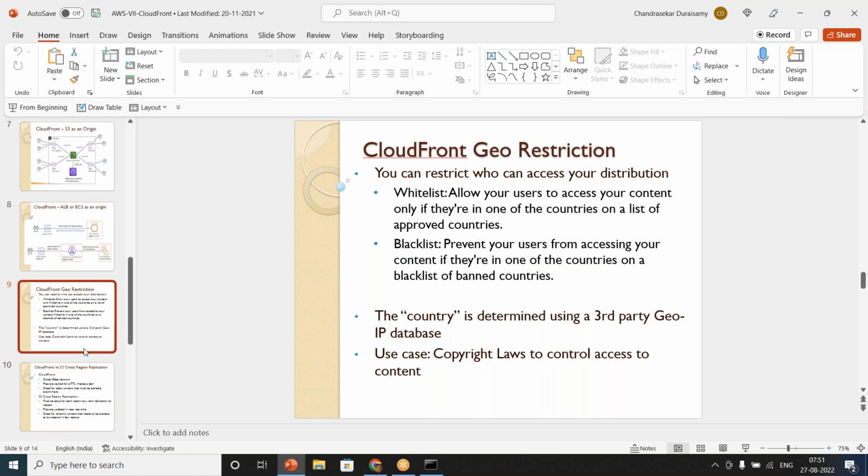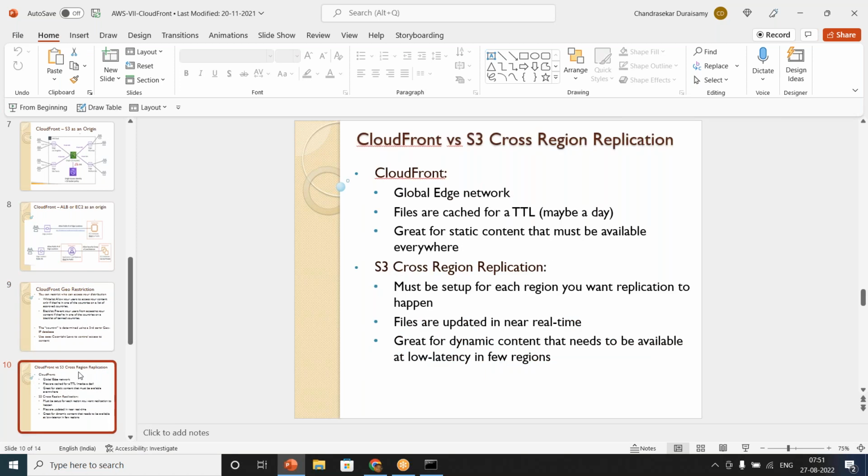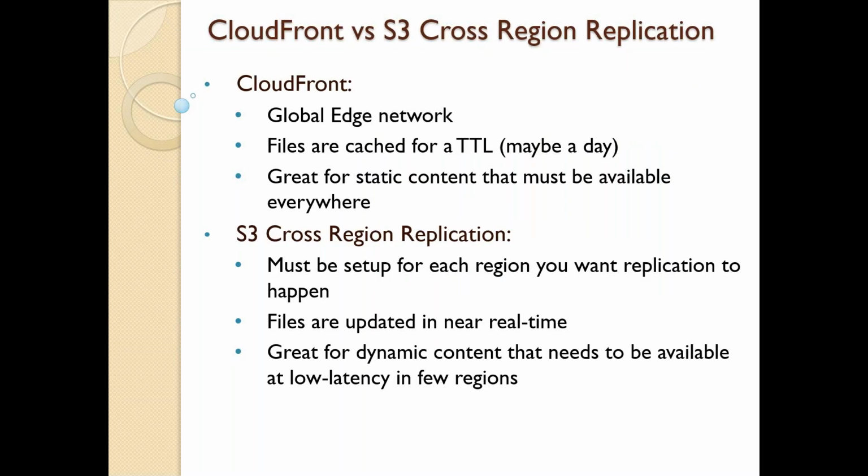Now, you remember we talked about S3 cross region replication. Both look kind of similar, right? I can create a bucket in Northern Virginia, I can create a bucket in Mumbai and set up cross region replication. Whenever I put some documents there, I'll be able to see them. But there is a problem, right? CloudFront uses the global edge network and the files are cached for a day or so. It's very good for static content. Whereas with cross region replication, you have to set up the bucket in each and every region, which is not possible. Moreover, you have only 25 regions, but you have 250 edge locations.